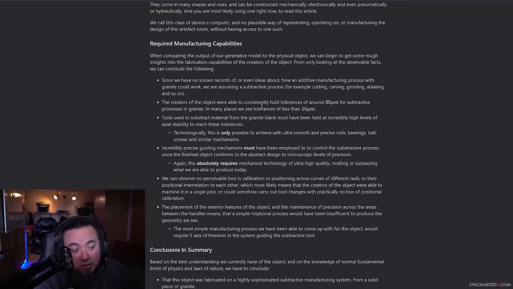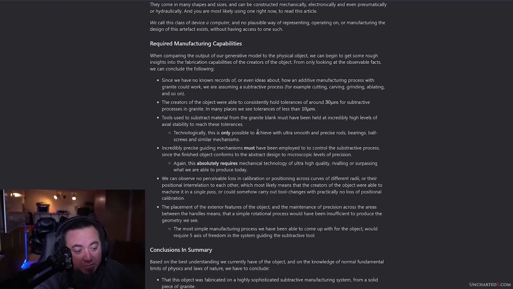The creators of the object were able to consistently hold tolerances of around 30 micrometers for subtractive processes in granite. In many places, we see tolerances of less than 10 micrometers. Tools used to subtract material from the granite blank must have been held at incredibly high levels of axial stability to reach these tolerances.